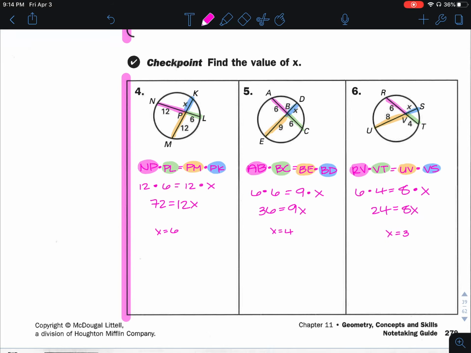Okay, so in this unit, we talked about properties of a chord. We talked about multiplying chords inside of a circle and if they intersect. We also talked about finding angles and arcs based on angles and arcs that I am given. Okay, so that was 11.6, properties of chords.